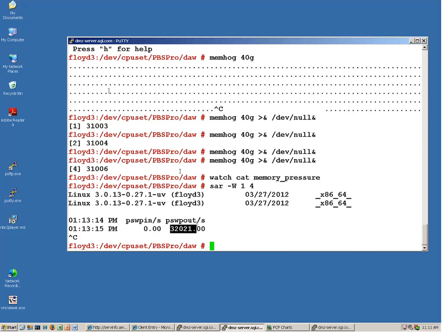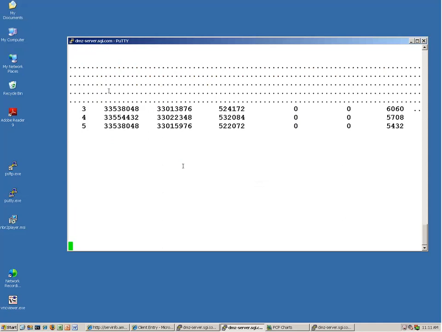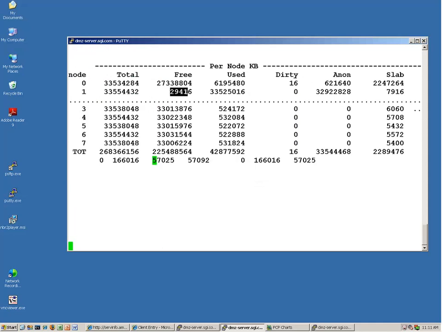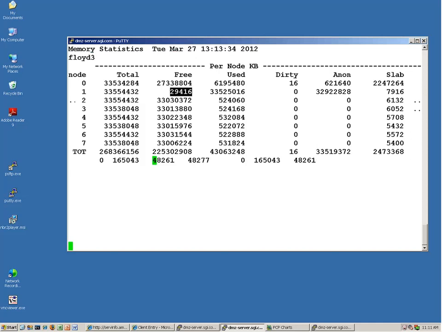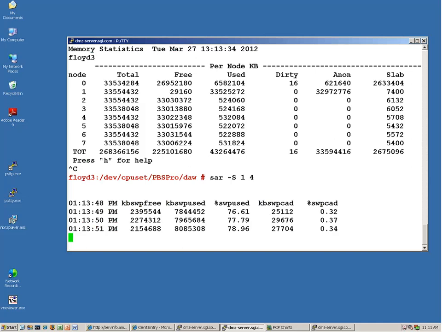And numactl info. And I am in the same CPU set, so I am competing with it. And there we're down to 29 meg free, and all of it being anon pages from memhog. sar -S 1 4, see where we are. We're at 76, 77, 78.